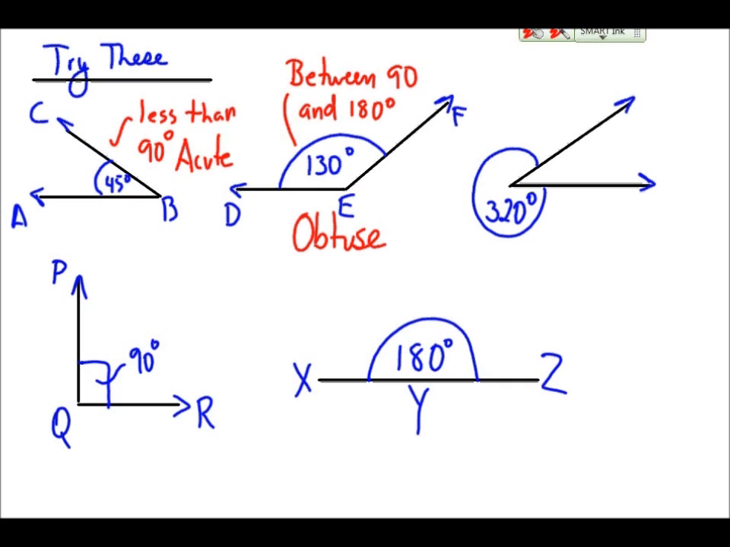The third one here, it's between 180 and 360. Notice how the piece of circle is quite large. It's almost a whole circle. Even though it looks acute, it's not acute because the piece of circle is on the outside of the angle. Therefore, this one's a reflex angle.